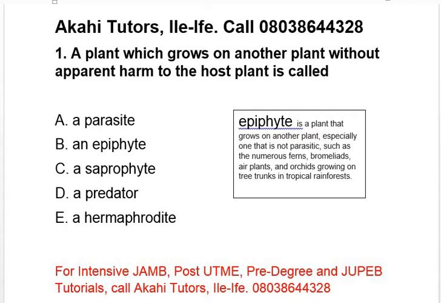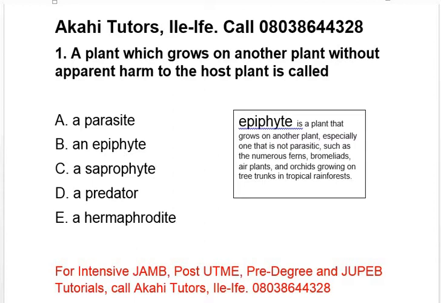So let's go. Question one: a plant which grows on another plant without apparent harm to the host plant is called dash. Option A is a parasite, option B an epiphyte, option C a saprophyte, option D a predator, option E a hermaphrodite.